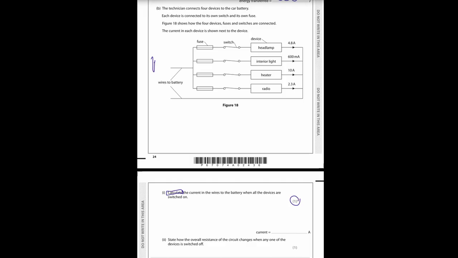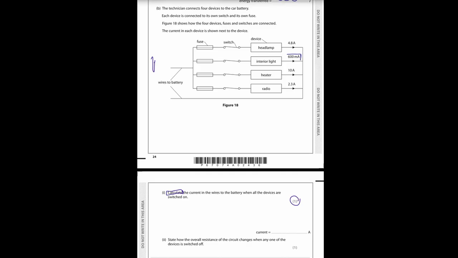And this isn't a formula in the formula sheet, but it's just Kirchhoff's first law, that hopefully I've done my revision and I can remember. And even if I can't, I should just be able to do it by common sense. If I'm saying 4.8 is coming from here, 600 milliamps coming from there, 10 coming from there, 2.3 coming from there, what am I going to have to do? I'm just going to have to add them together to get the total.